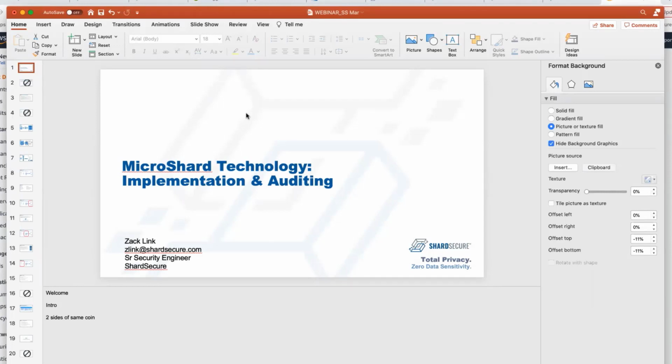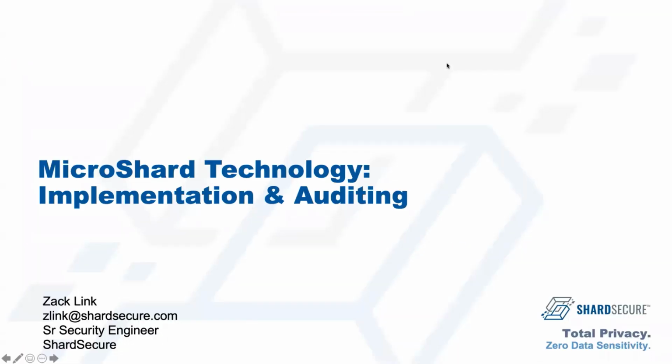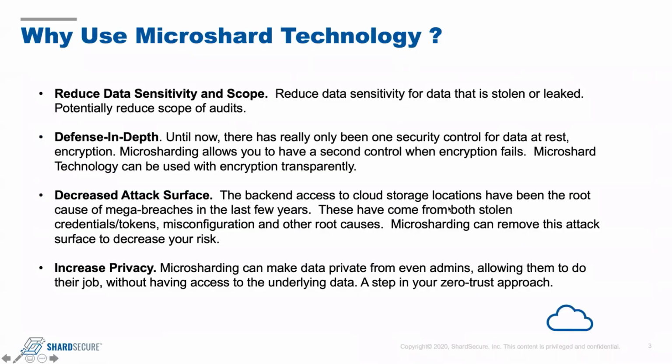Going into Rob's question, why use Microshard technology in the first place? There's really four main reasons. One is to reduce the data sensitivity. Microsharding is not going to prevent your data from being leaked or stolen, but the microsharded data is incomplete and unreadable in any single storage location. It just looks like random bytes. So it's totally unusable to an attacker or anyone else. In the event that your data is breached, it's not going to become a headline-grabbing event.